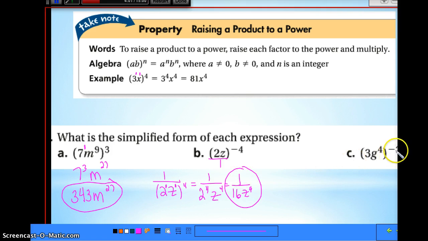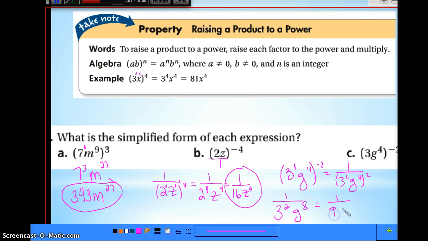The last one, it's kind of cut off. It's to the -2nd power. So I have 3 to the 1st, g to the 4th, raised to the -2. I'm going to reciprocal to make it a 3 to the 1st, g to the 4th, getting my outer exponent to be a positive. And now I'm going to use the power rule. 1 times 2 is 2, and 4 times 2 is 8, and 3 squared is equal to 9. So we end up with 9 g to the 8th.